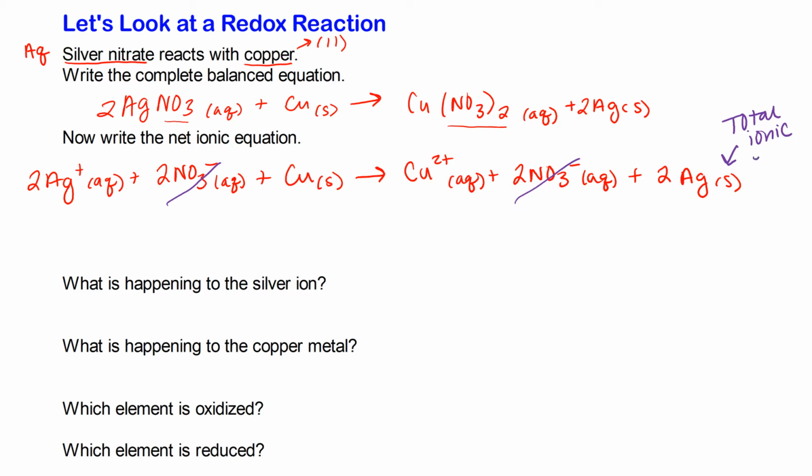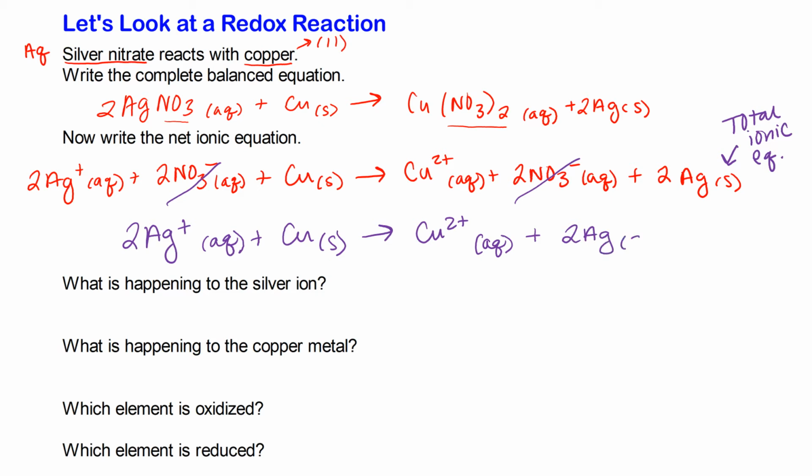And now that we're going to remove those spectator ions, we're going to have our net ionic equation. So we'll have 2Ag+ plus Cu to produce Cu2+ plus 2Ag solid. All right, so now we have to look at what's happening to each part of the reaction.